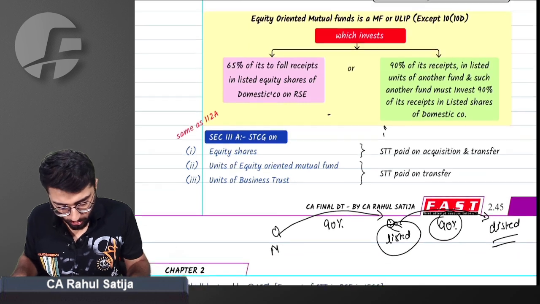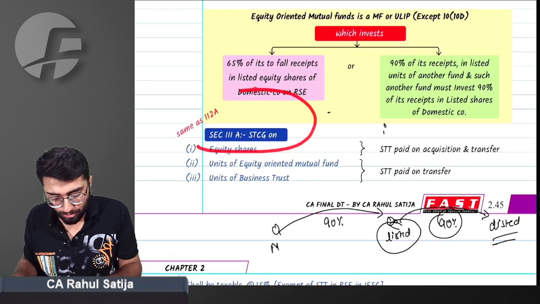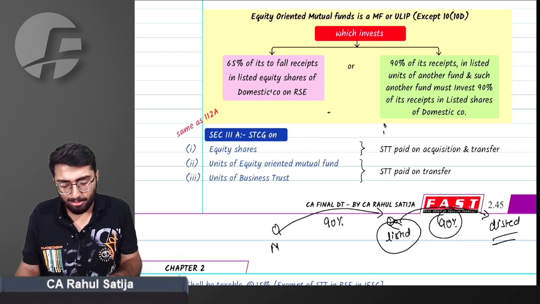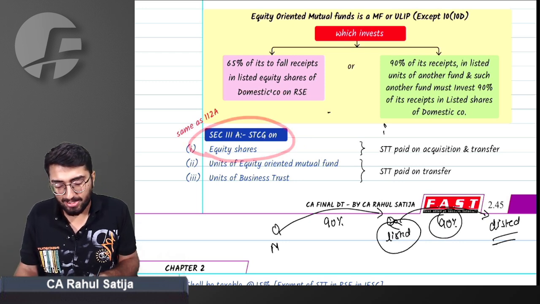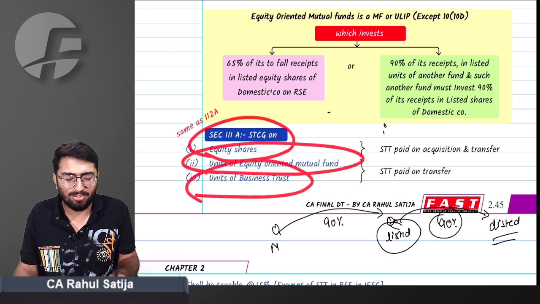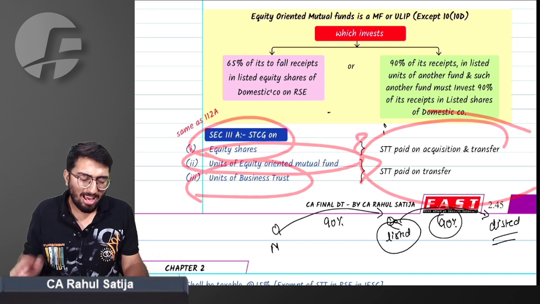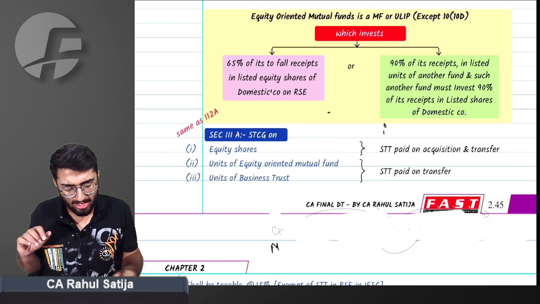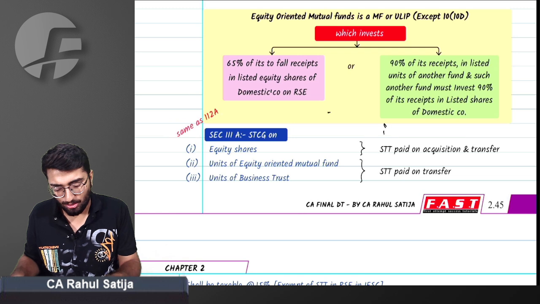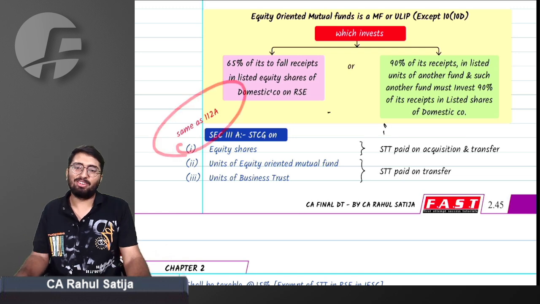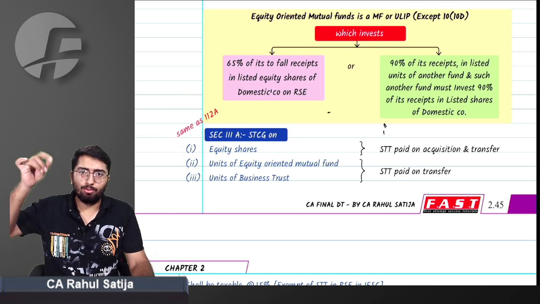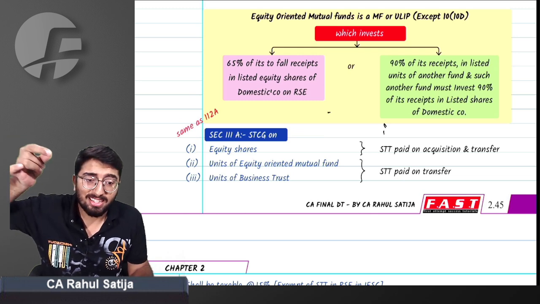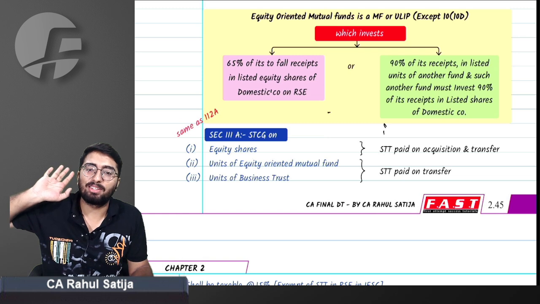Correct? Okay, sir. Now we have come to LTCG, STCG, section 111A. Section 111A says any equity shares, any equity oriented mutual funds, any units of business trusts on which STT is paid. Sir, these are the same securities that are covered under section 112A. So any securities that are covered under section 112A are the same securities covered under section 111A.